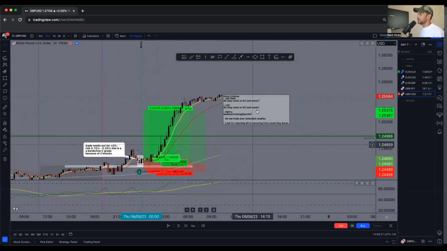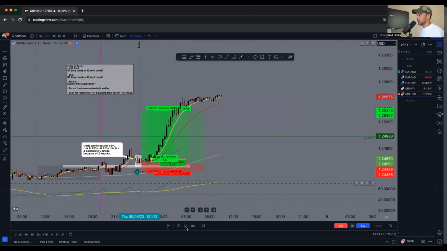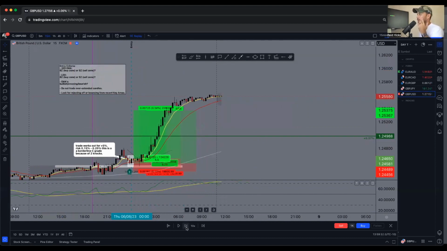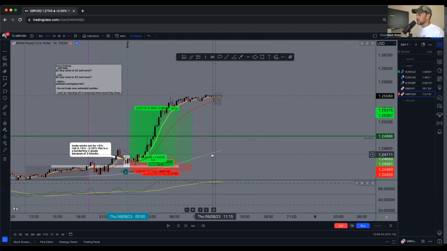So let's see what happens. Entry criteria, get out the way. And this is just the first trade of the day. Okay, now we're in the next day, Asian range day. So this all happened Wednesday.